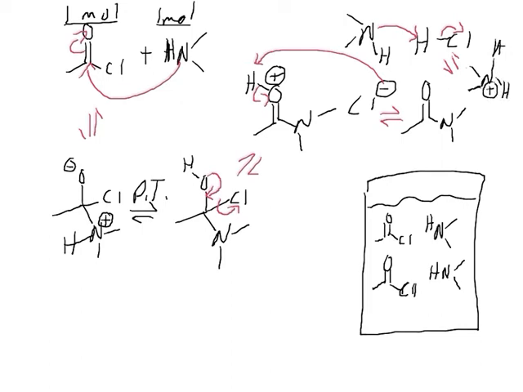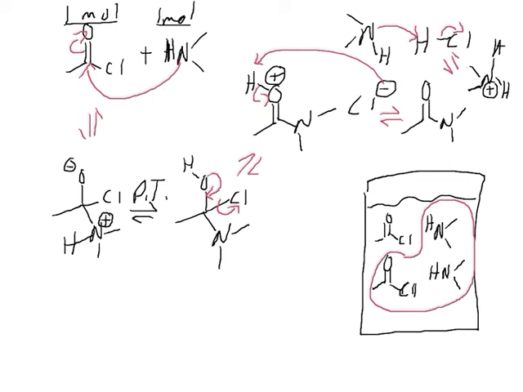So if you look at this mechanism, the key point is, how many molecules of amine are involved in this mechanism? Two. For every one of these that reacts, two of these react. So if you look back to our beaker, two amines are going to have to react for every one of these to get the product. So what do you have left over? You have left over acid chloride. You see that?